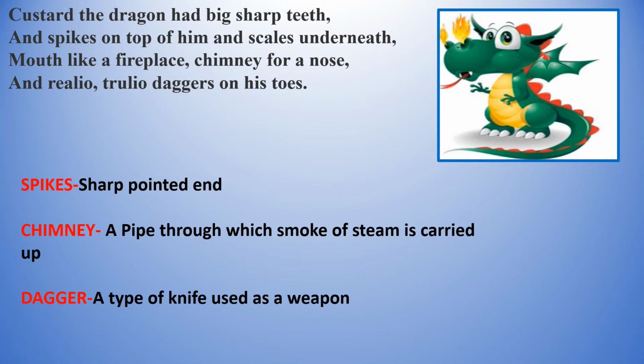Now let's discuss the rhyming scheme and the poetic devices of the third stanza. Let's start with the rhyming scheme. Again, we have to see the last words of each line: teeth, underneath, nose, toes. So here the rhyming scheme will be E, E, teeth, underneath, F, F. So the rhyming scheme of the stanza is E, E, F, F, dear children.